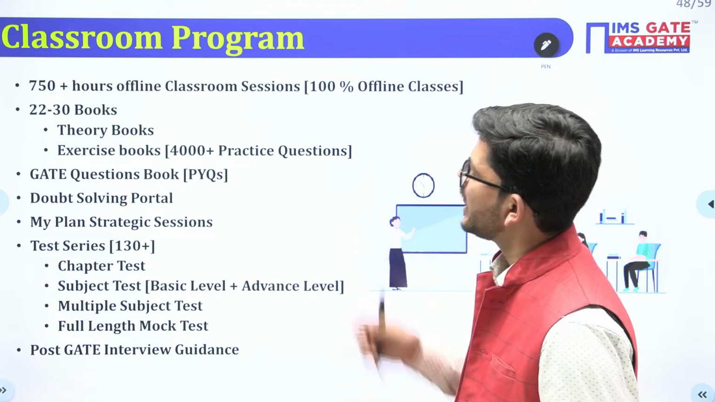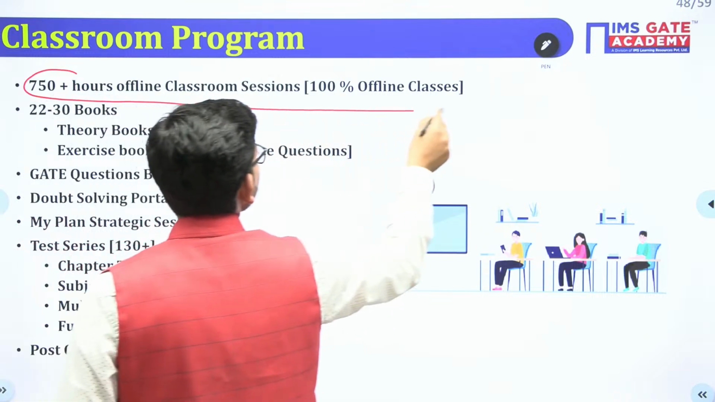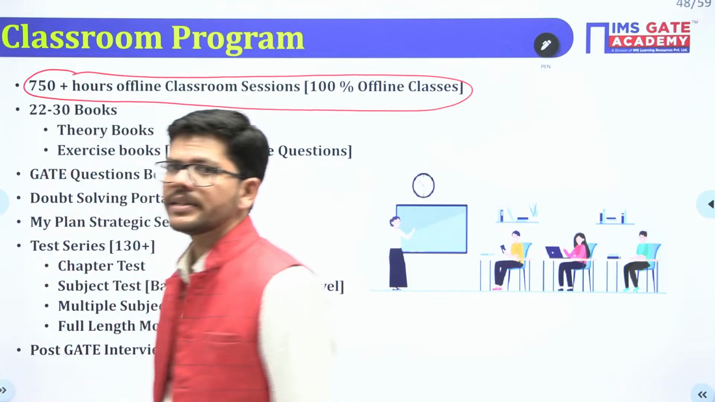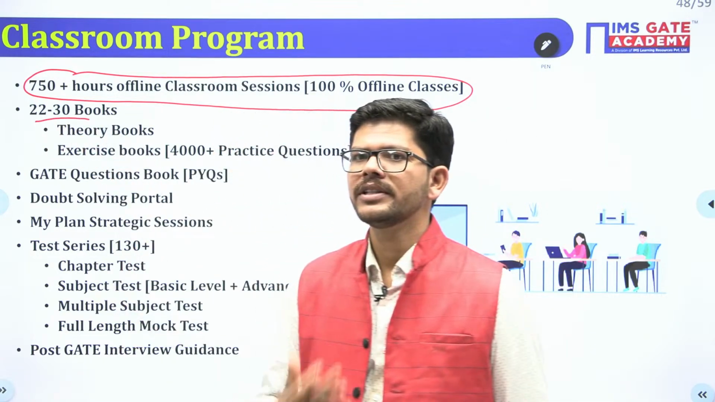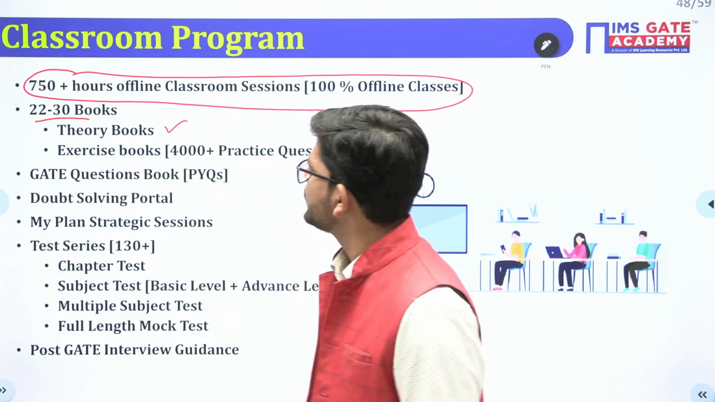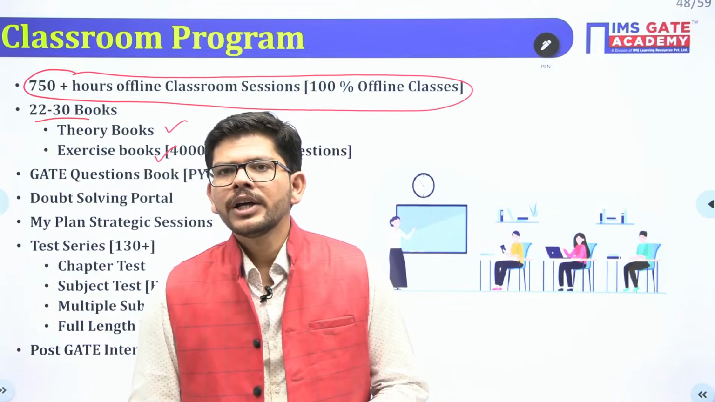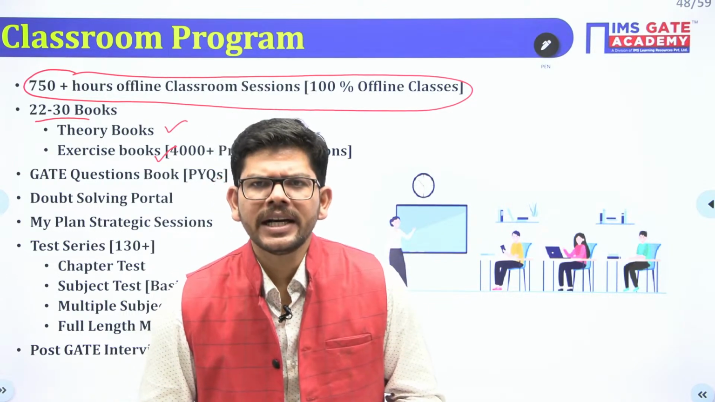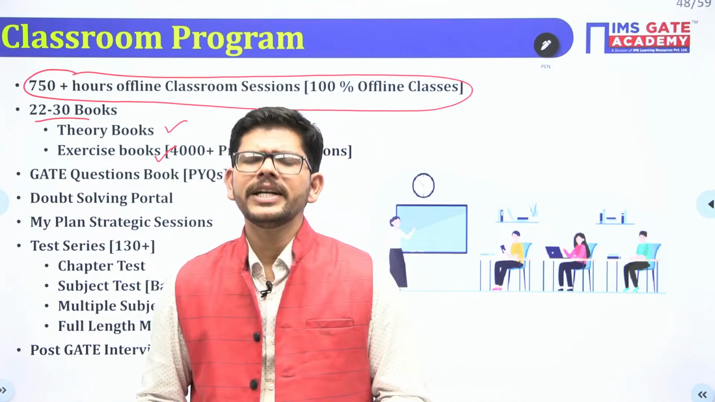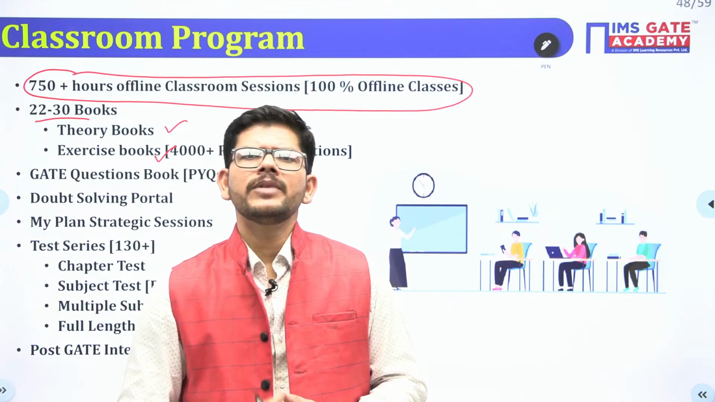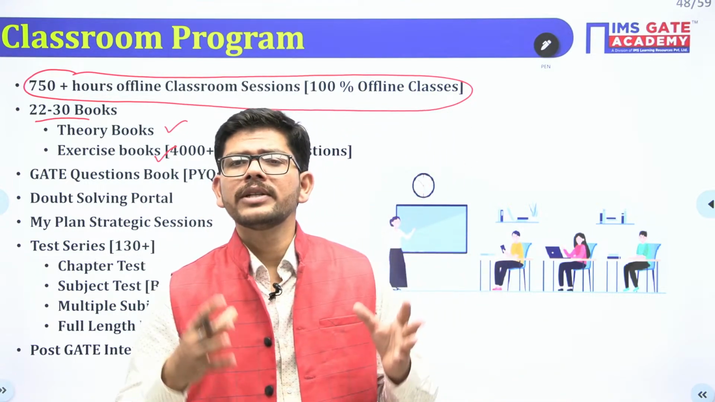If you are joining the classroom program, you will get 750 plus hours of offline classroom sessions. This will be 100% offline, and you will get 22 to 30 books. These include theory books and exercise books of each and every subject. In the theory book, you will get one of the best contents available for a particular subject, full of tricks and concepts. And in our exercise books, we have 4,000 plus practice questions.